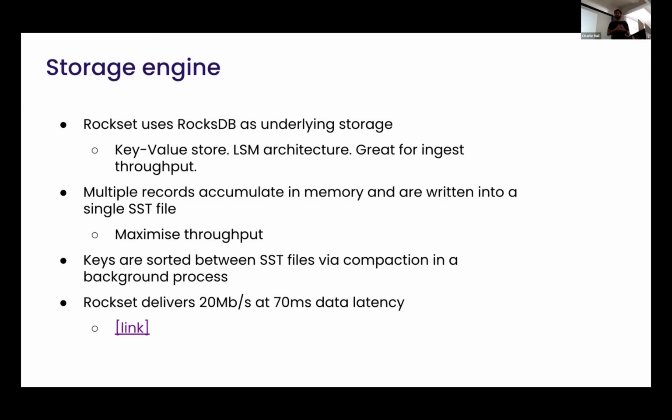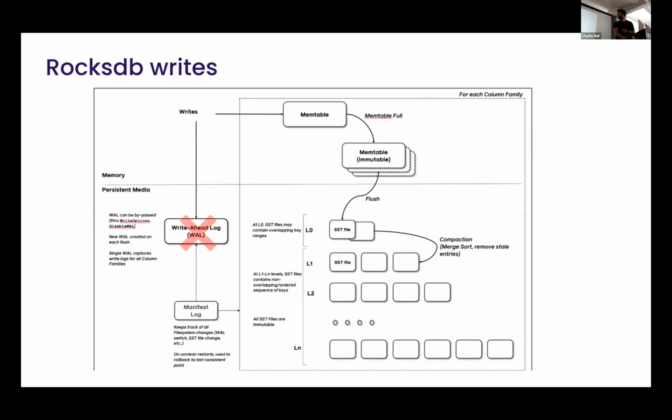Under the hood, we use RocksDB. It's a key value store which came out of Facebook. It has what is called an LSM architecture. It's great for ingest throughput. How it works, let's get to the next slide so we can quickly walk through. I won't spend too much time on it, but essentially you have a bunch of writes coming in. These writes are buffered in memory in what's called a mem table. Things here are sorted, and ever so often, these writes are flushed onto disk in what's called an SST file. There's a background process called compaction, which ensures that keys in SST files are also sorted.